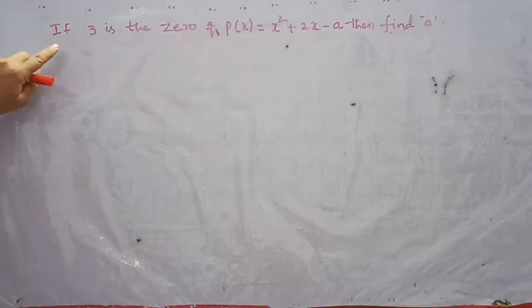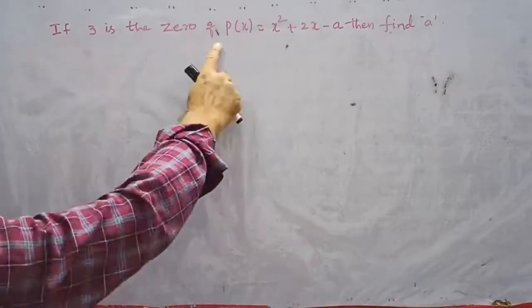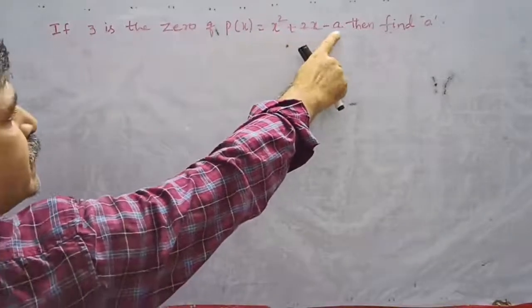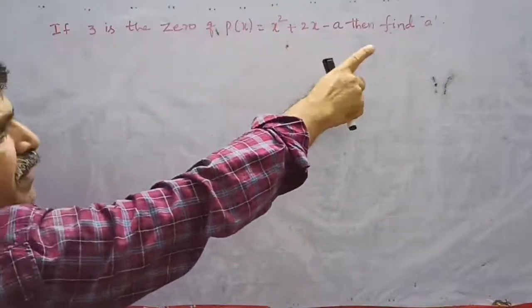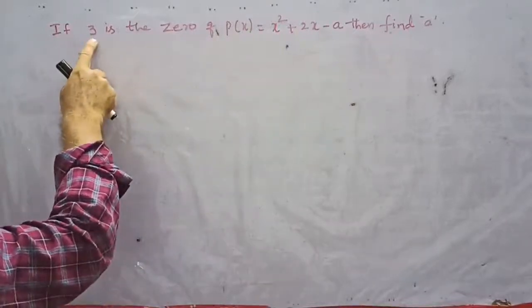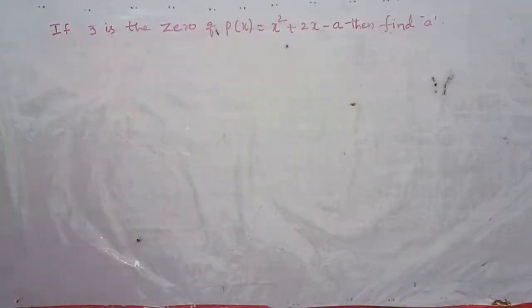Next question, if 3 is the zero of P of x is equal to x square plus 2x minus a, then find a. Now we have to find the value of a when x is equal to 3. That means you write the polynomial first.